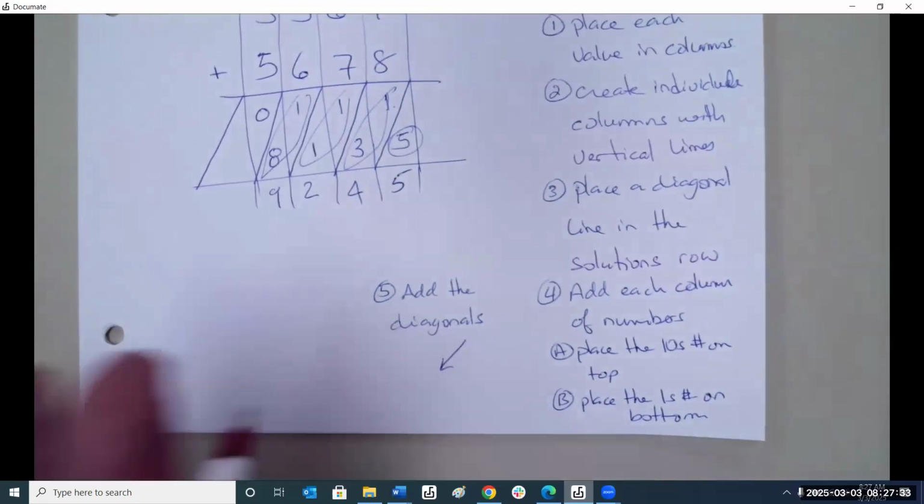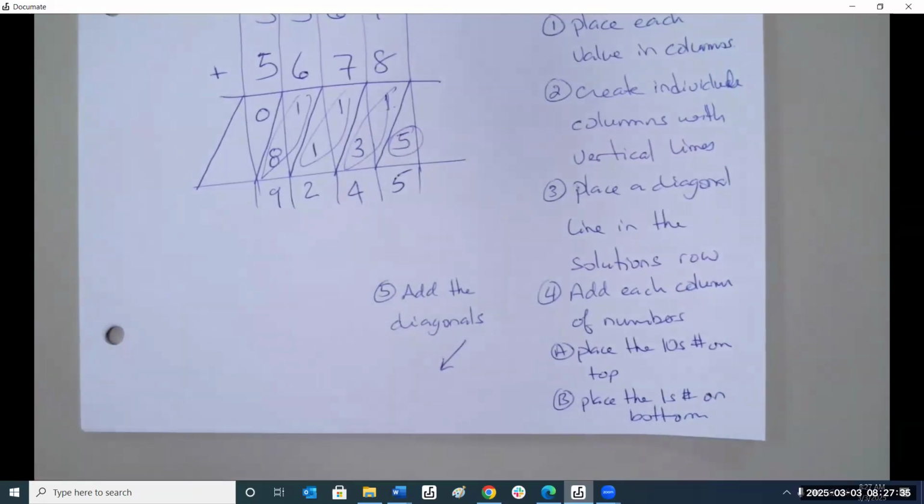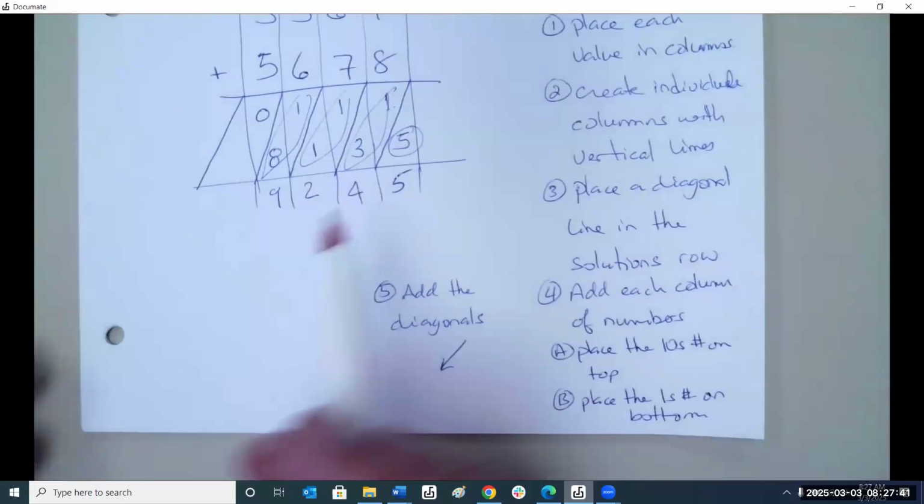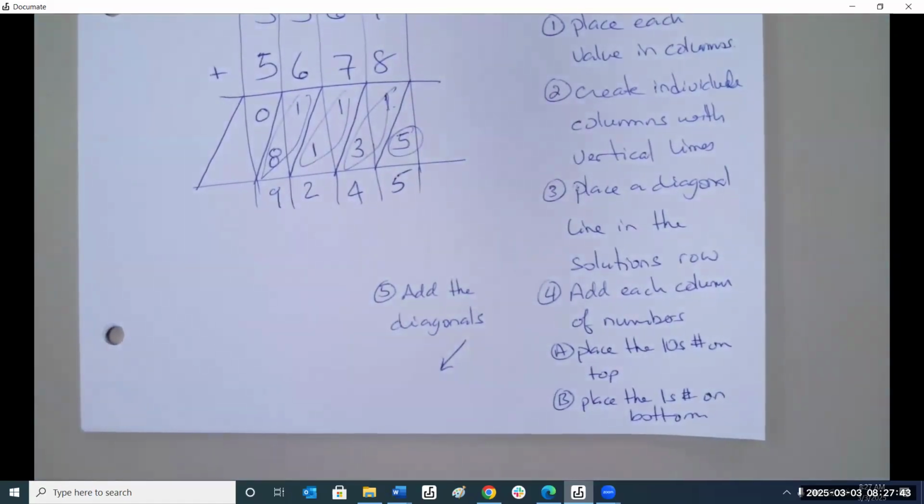You notice about this process, there are really no numbers bigger than 9 that you have to deal with. Even when it's a 15, you've now separated them into two smaller numbers that are single digits. Pretty cool.